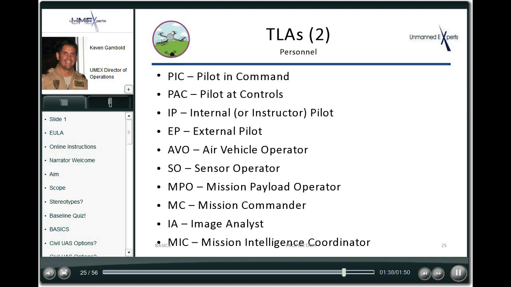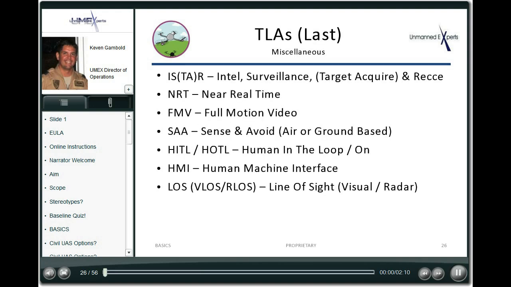or other intel folks who are normally also coordinated using a mission intelligence coordinator. And between these 4 or 5 people of various names, they all produce a crew. So we'll use this last TLA slide to throw together some of the hodgepodge of abbreviations that we will probably use, and I may add more as we go.